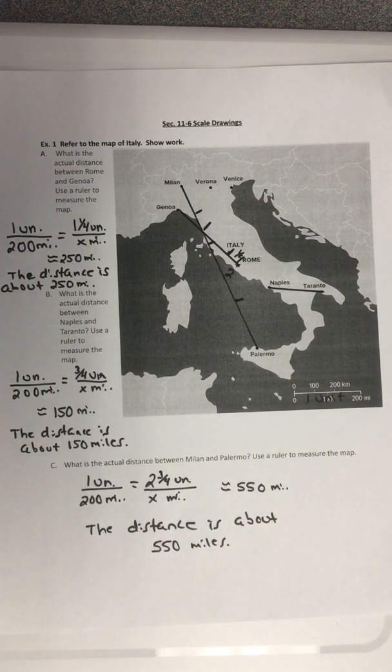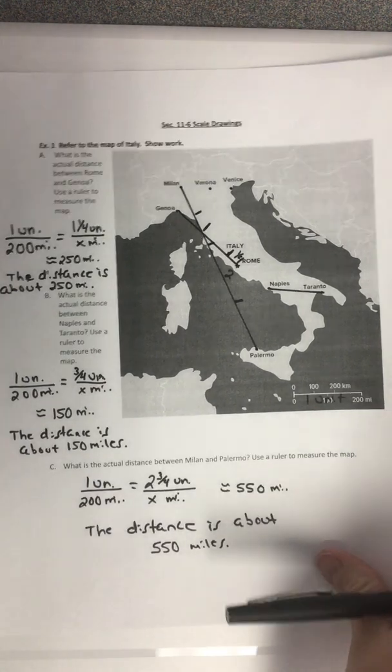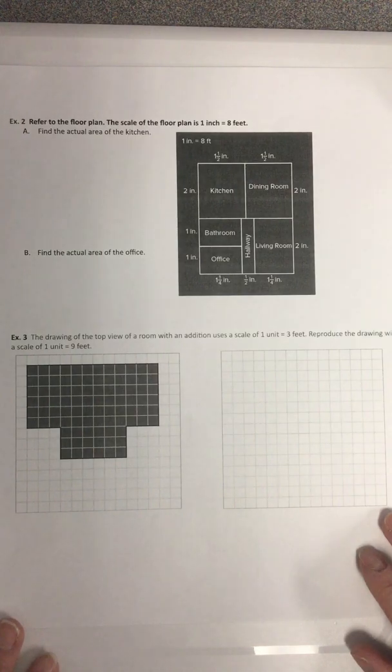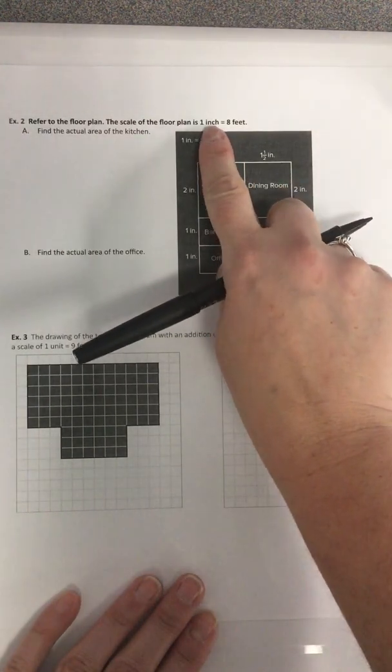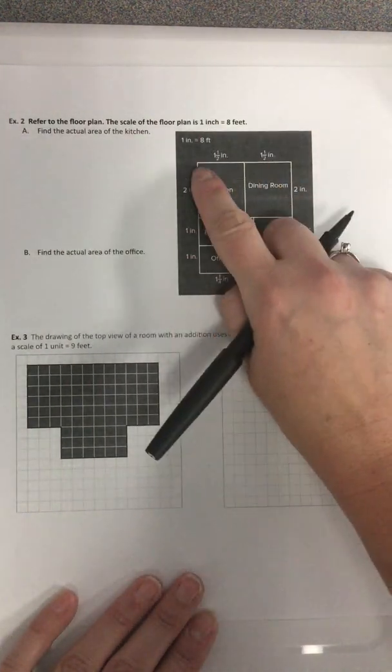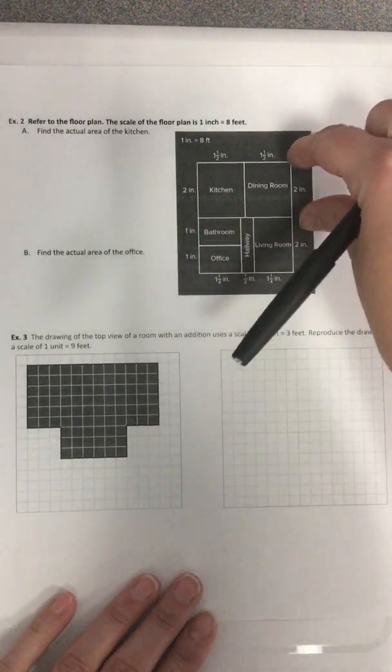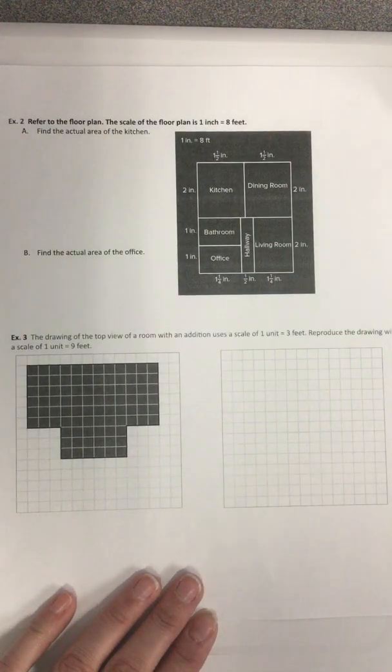Okay, got a few more here to go through. So on this one, we're given a floor plan. And they actually tell us our scale is every 1 inch is equal to 8 feet. And they give us the measurement in inches. Obviously, this isn't actually to scale. I think you guys can tell that distance there isn't actually going to be 2 inches.